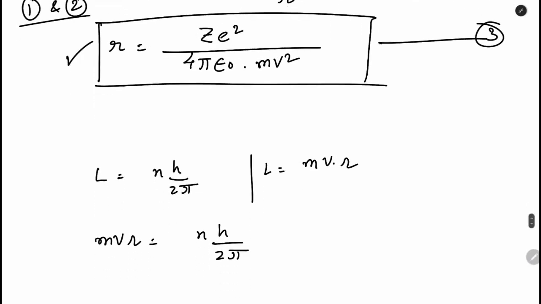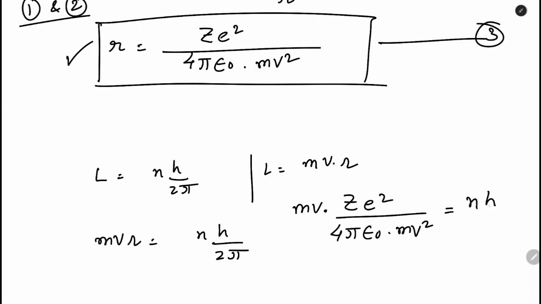Okay, so we can put it here. We can write mv into Ze² divided by 4πε₀ mv² is equal to nh by 2π. We are just using this value of r here. Instead of using r, we are using the value derived from equation 3.